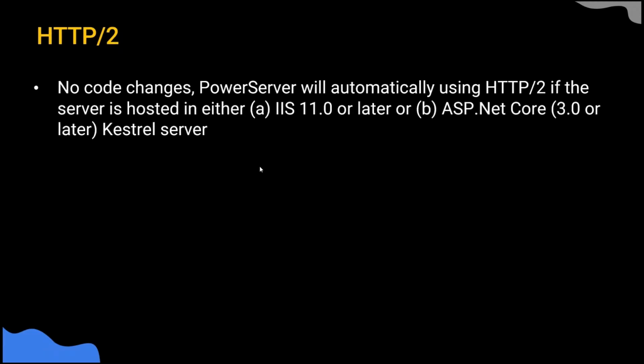Now, like the change to the JSON libraries, we really don't have to make any code changes for you to take advantage of HTTP 2. The big requirement is that you need to host the service either in IIS 11.0 or later, or in an ASP.NET Core 3.0 or later Kestrel server. At that point, HTTP 2 is the default method used, and you would actually have to go into something like the IIS manager and turn it off if you didn't want HTTP 2.